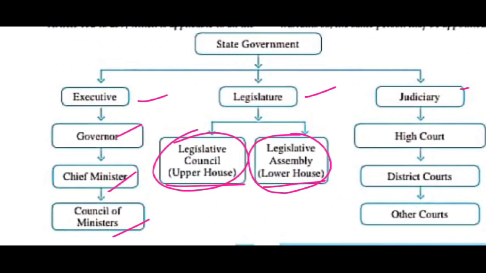Okay, children. So under the third branch, the judiciary, as I said, three branches are there. Under the heading of judiciary, the High Court is there. Under the High Court, many district courts are there, and under the district courts, other sub courts are there.